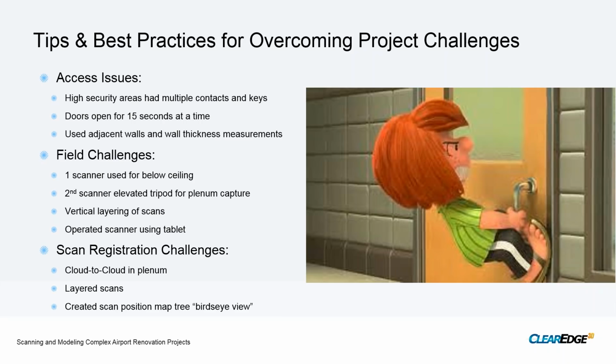Other field challenges: when you're scanning in a plenum space, it's difficult to scan wherever. You've got to look for those openings and opportunities, especially in the plenum. So the crews there did a lot of vertical layering of scans in order to get better coverage. Hence it was really important to have really diligent field notes, in particular when you're doing scan cloud to cloud type registration. And of course you had to operate it with a tablet so you could see the scanner. We were on 14-foot elevated tripods, so they needed that ability.